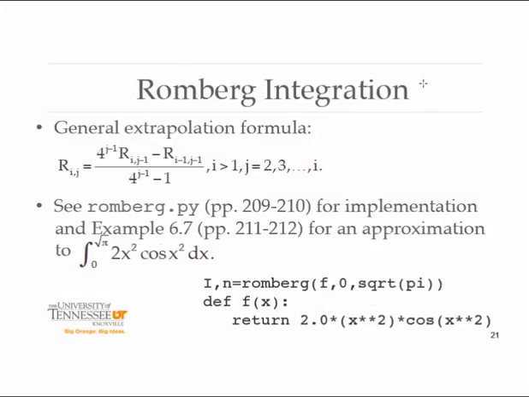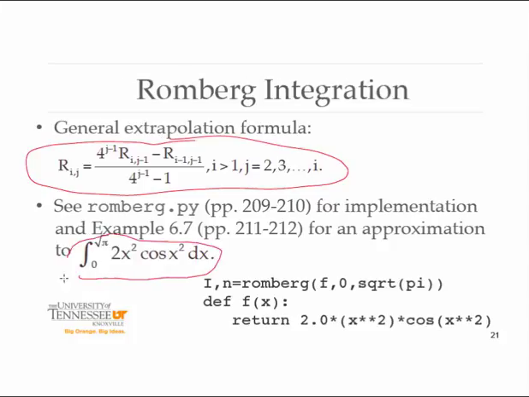So the general extrapolation formula that could be programmed, which we'll show you the code for, is very simple. This is the general formula for how you advance the extrapolation process from the initial case of using one panel. And we'll look at the code on page 209 to 210 called romberg.py, and we'll look at an example 6.7 on page 211 and 212 when one is asked to approximate this particular function, integrating from 0 to the square root of pi.